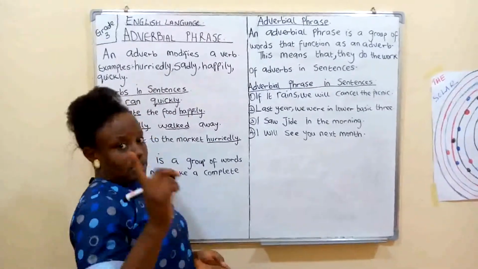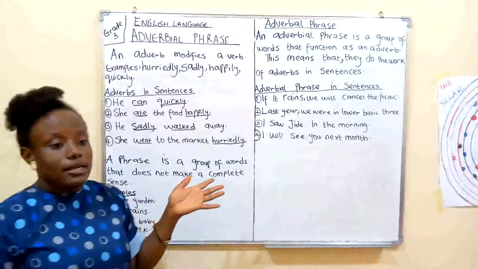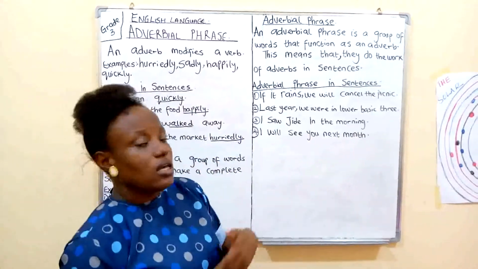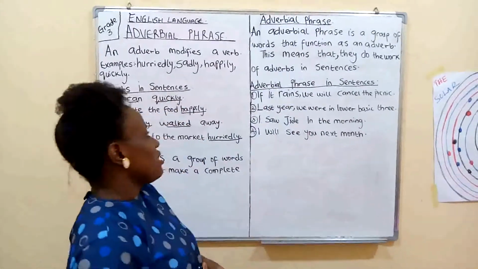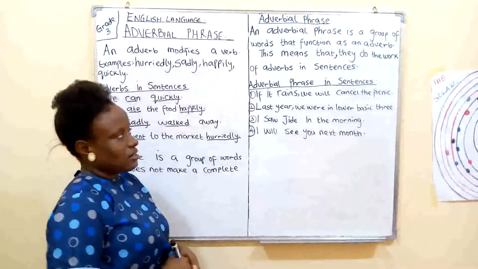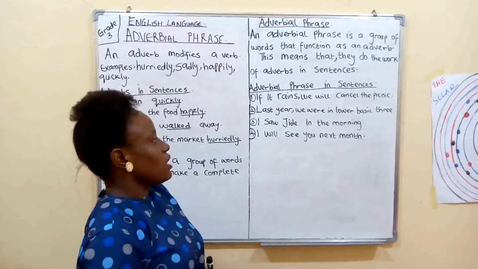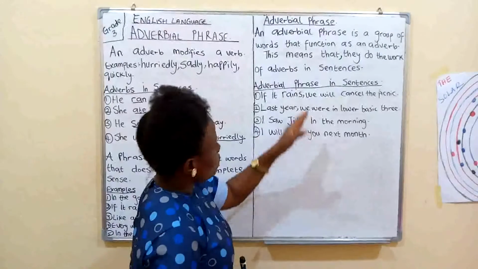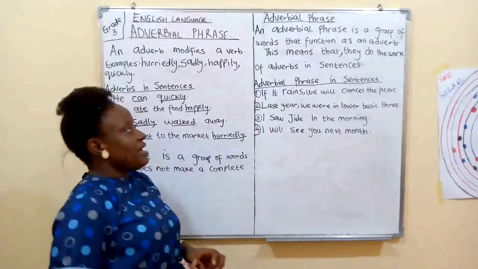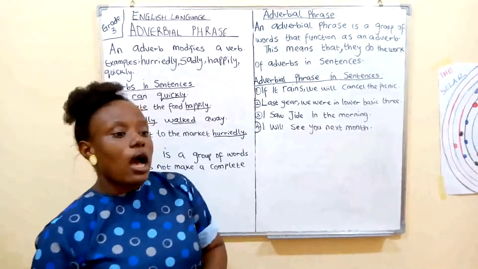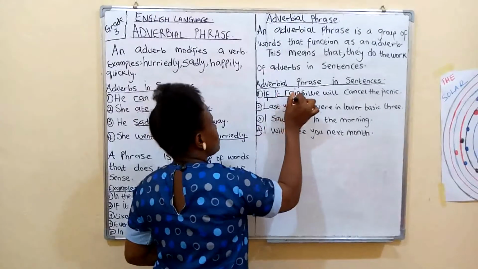Now, like we said earlier, a phrase on its own does not make a complete sense. Looking at number 1, what do you think is the adverbial phrase in this sentence? If it rains, we will cancel the picnic. If it rains is our adverbial phrase. So we are going to do what? We just underline if it rains.